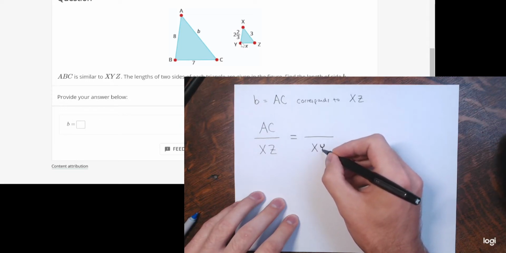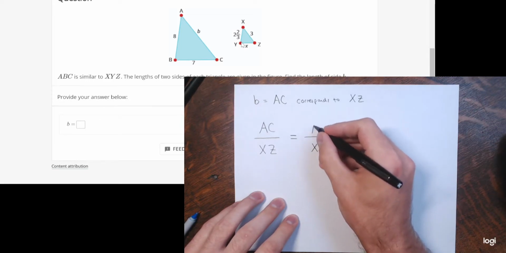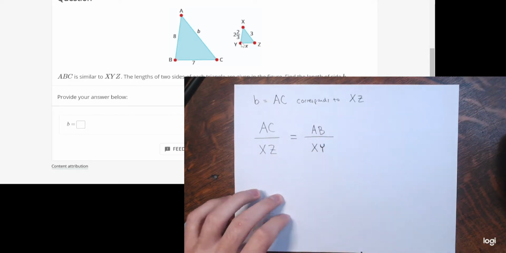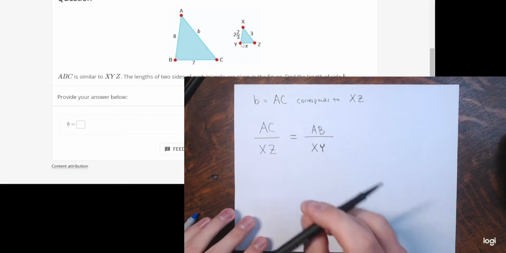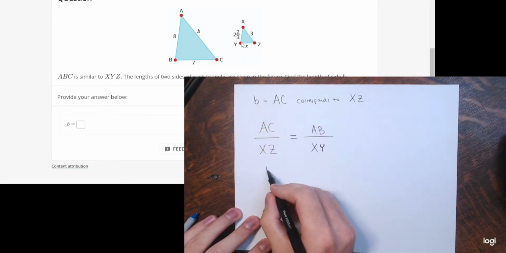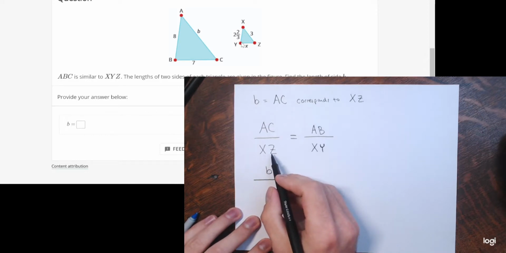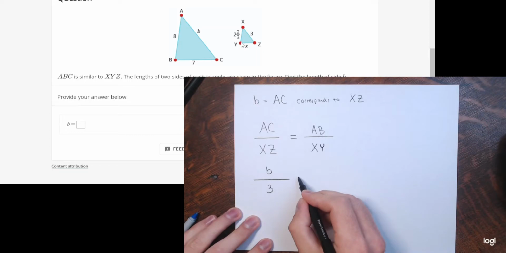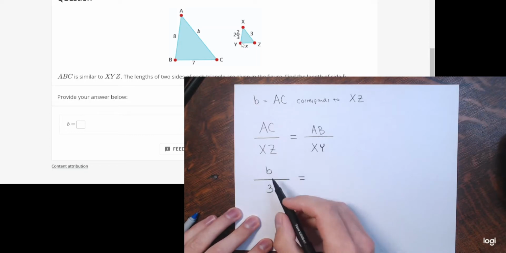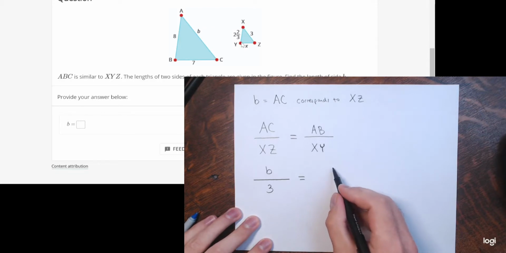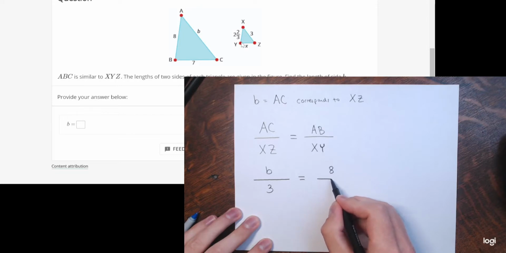And XY corresponds to AB. Right? So I have AC to XZ equals AB to XY. And let me write all this stuff in. Now AC has little b as a length. XZ has 3 as a length. So the left side is a simple fraction, just b over 3. The right side, AB has a length of 8, so the numerator is 8. And the denominator XY has a length of 2 2/3.